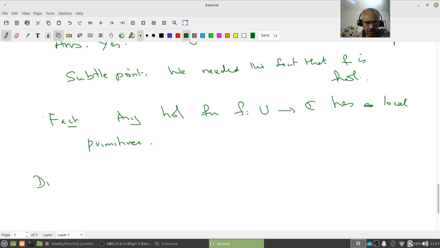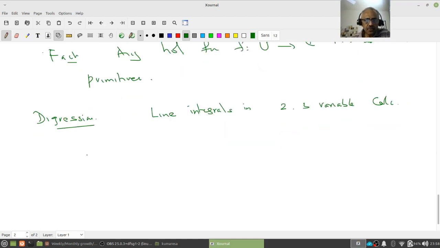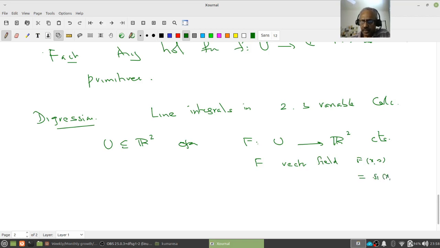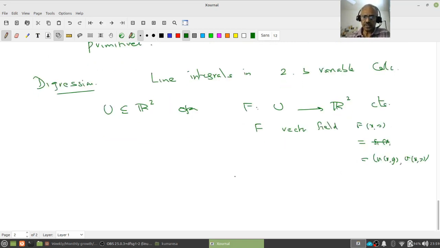Let's have a digression. I do not know whether you will learn line integrals in your two-variable or three-variable calculus. Assume U is open in R2, and capital F is a function from U to R2, which is, let us say, continuous. Then you call F a vector field, because F of (x,y) will be u of (x,y) and v of (x,y). These are two real numbers, and therefore u is a real valued function of two variables. Similarly, v is a real valued function of two variables, so you can write it, right?